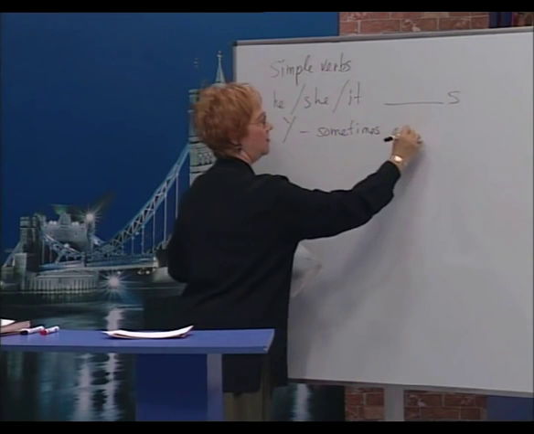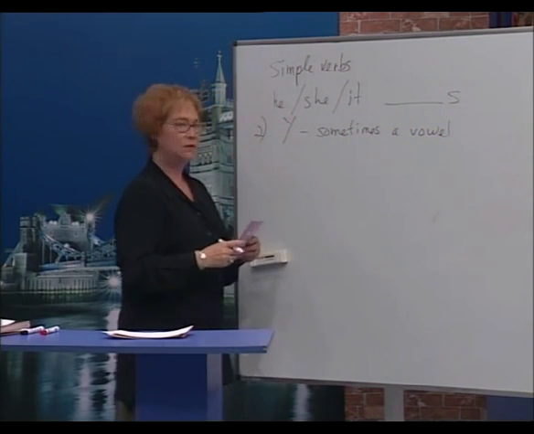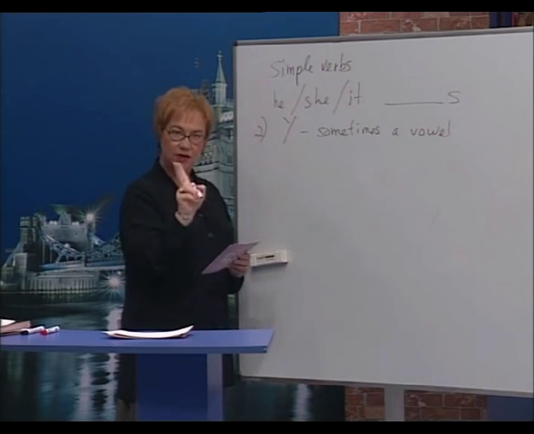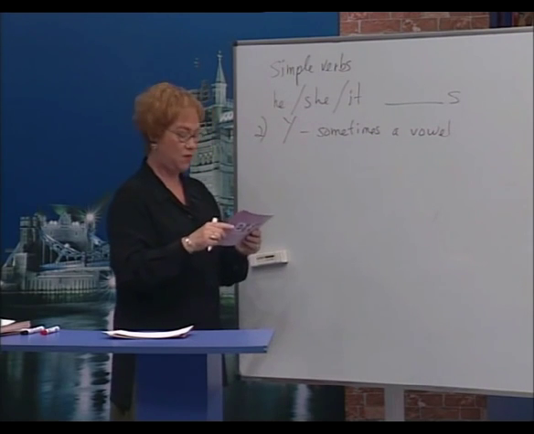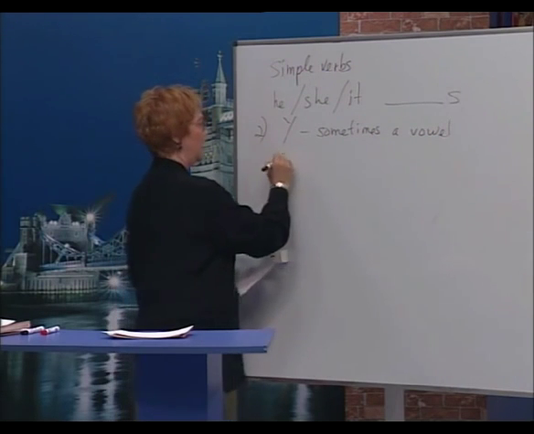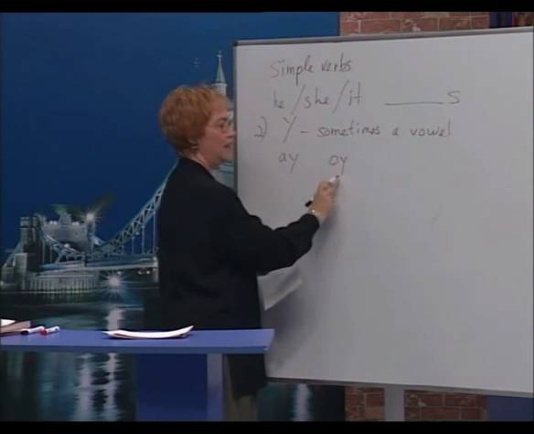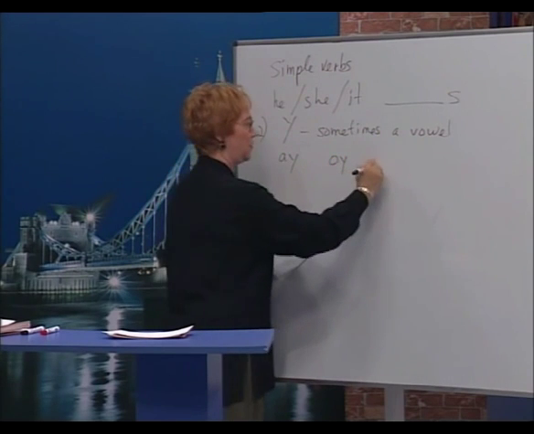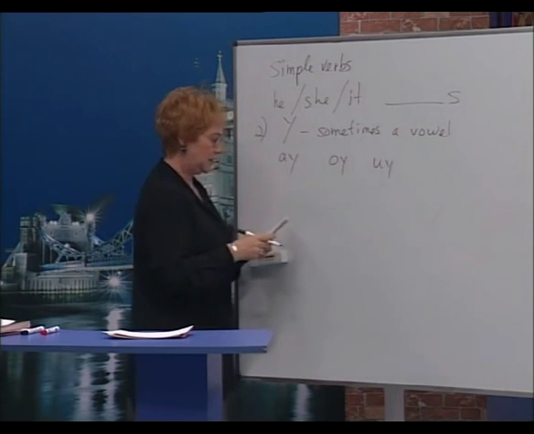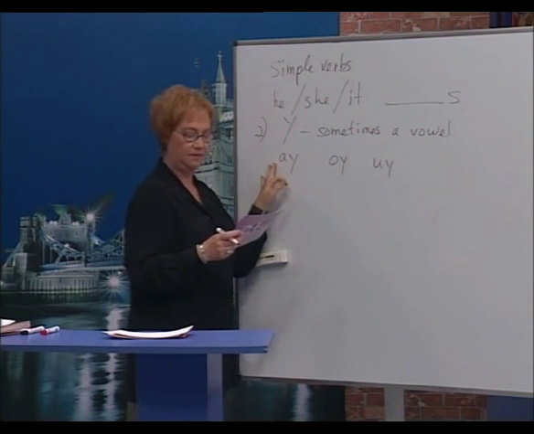Sometimes a vowel. A-E-I-O-U, sometimes Y. Now, there are two kinds of sounds with the vowel Y. One sound is a package: A-Y, A, O-Y, oi, or U-Y, usually I. Okay? So for this, there is no change in spelling.